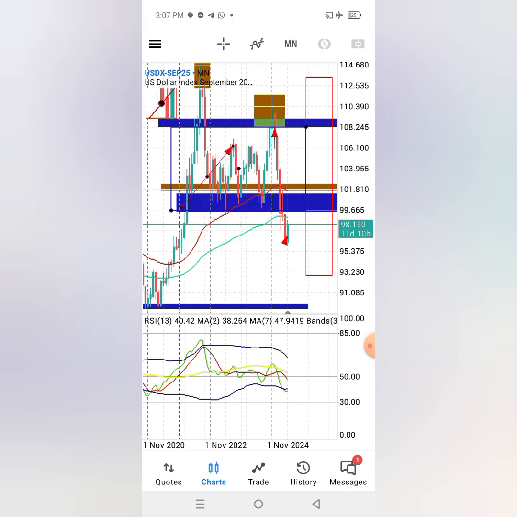Now it broke this level, taking off the stop losses of people. Then the peak formation finally formed, and this level was broken, and it took off all the stop losses which were placed here by those who placed buys.